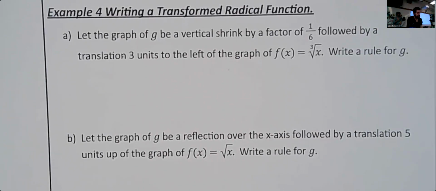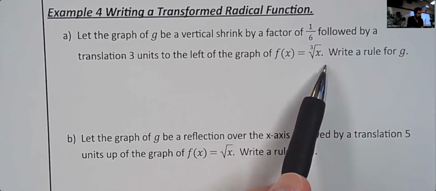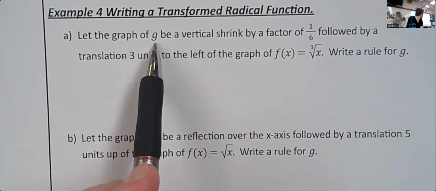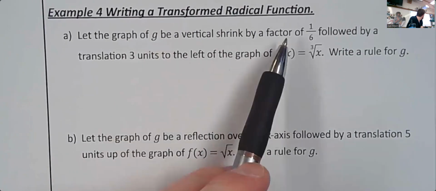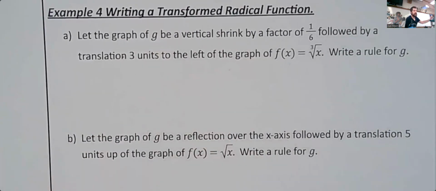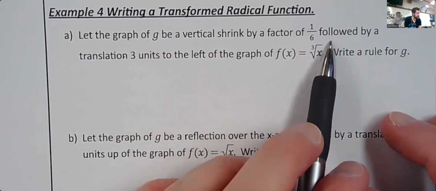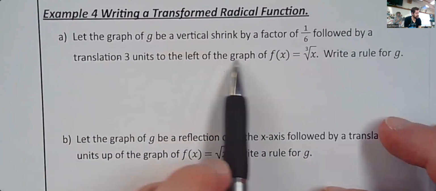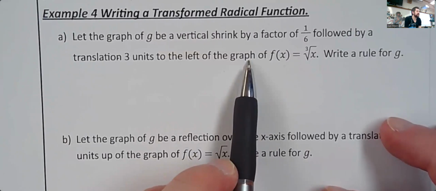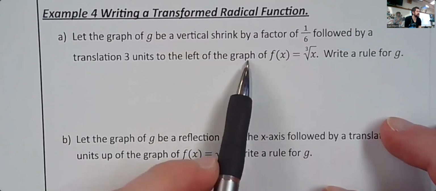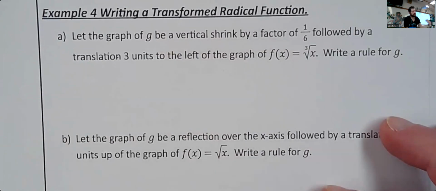If you are starting with your parent function, cube root of x, and you're writing a new function, g of x, but there are two things happening, there has to be a middle function as well. So it's like a two-stage deal here. So we can't just go straight into writing our answer. We have to do the first transformation and then do the second one. So the first one is going to be a vertical shrink by a factor of 1/6, followed by a translation 3 units left. Now, that's not actually going to change anything if you do them both at the same time, but sometimes it can. So that's why we're going to do them separately.